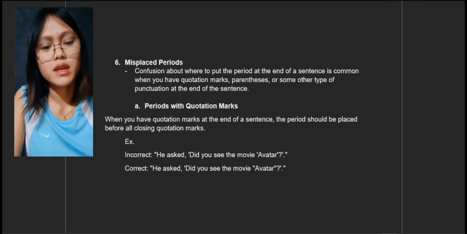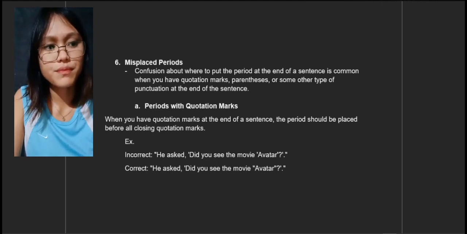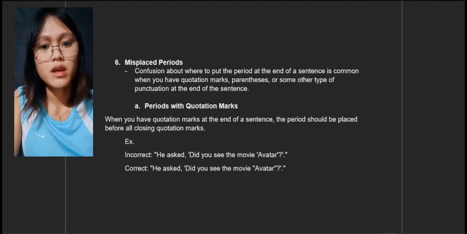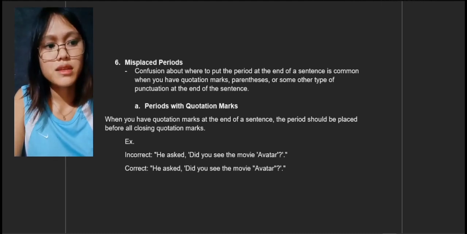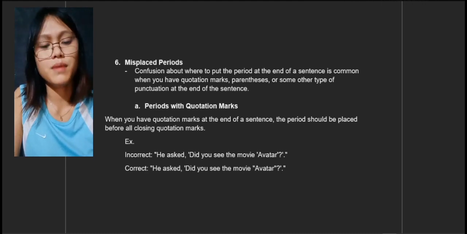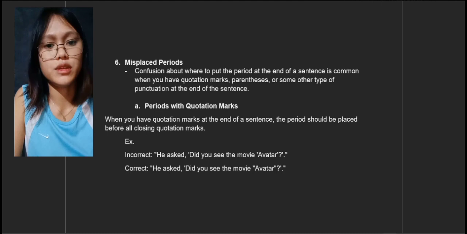The period is put after the quotation mark, so it's wrong. The correct one for this is: he asked, comma, "Did you see the movie Avatar?" The period should be placed before all closing quotation marks.